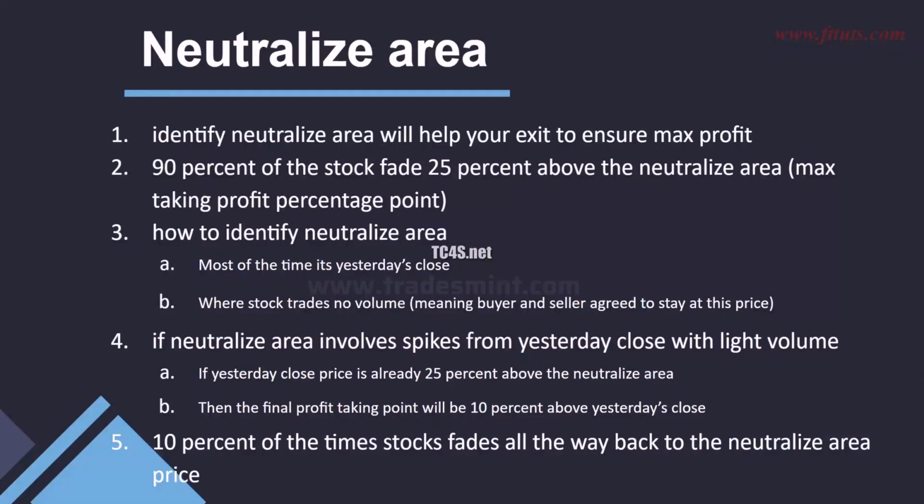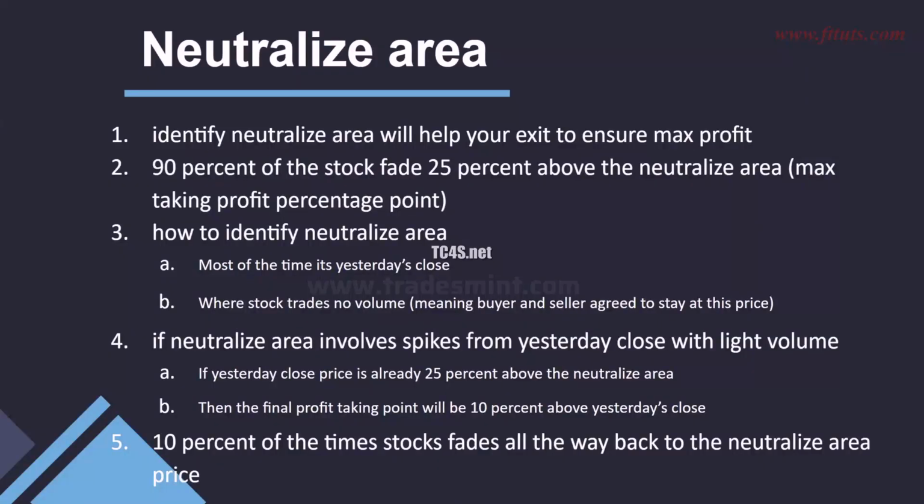And if the neutralized area involves spikes from yesterday's close with light volume, that means the highest of that afternoon spike becomes the neutralized area. So you want to cover above the highest price. That means you want to cover 25% above the neutralized area, which is the highest price of the afternoon spike. Now, the second point is if it involves a really aggressive afternoon spike, then you want to cover with a little bit of volume. Then the final profit taking point can be 10% above yesterday's close, which is the highest of the afternoon spike.